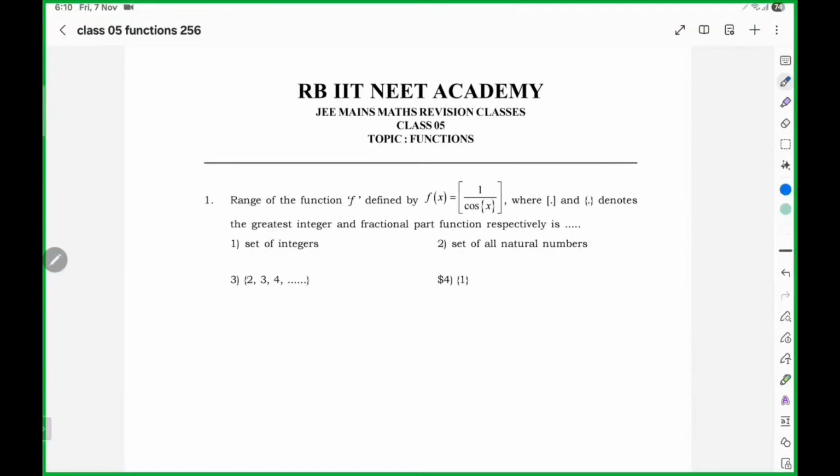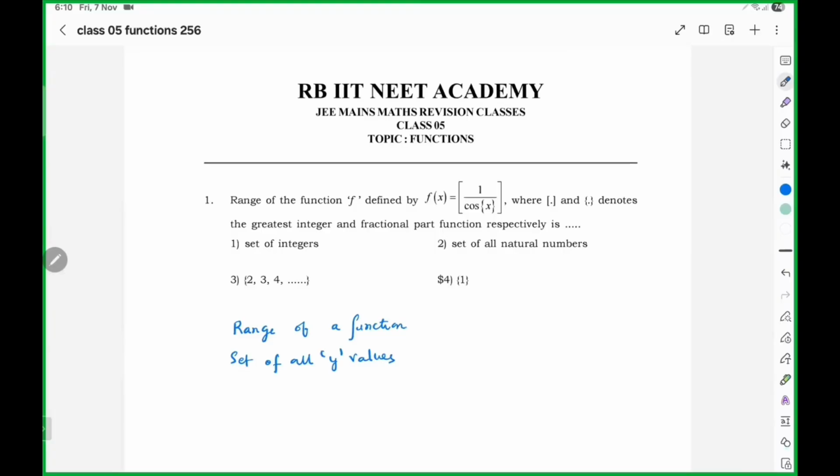If you observe this problem, what he is asking is the range of the function. So range of a function means the set of all y values. Simple definition is set of all y values. Y is nothing but function values.